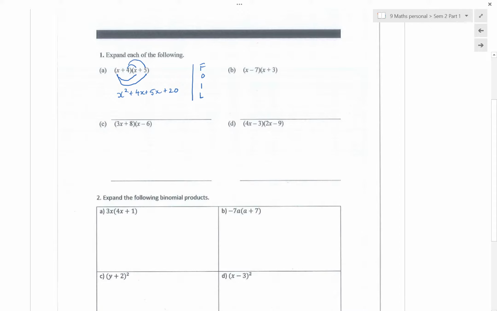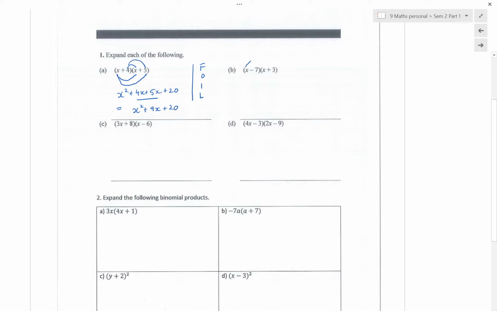Now we do have 4 terms, and we always can simplify. If you do not simplify, you will not get your marks. You will lose at least half a mark. I can guarantee you that. So 4x and 5x are like terms, so we collect those, and we are done. So x squared plus 9x plus 20.